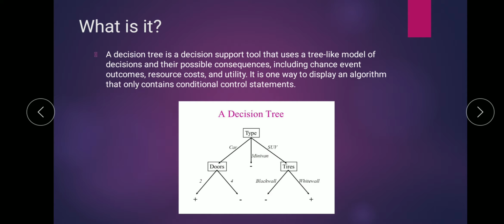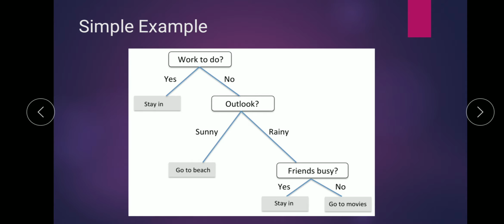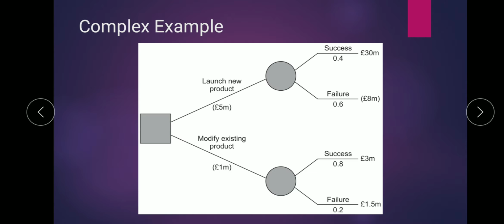So this is the concept of decision trees. Here's another simple example. If you have work to do, you stay inside the house, and if you don't have any work, you look outside. If it's sunny, you go to the beach, or else if it's rainy, you contact your friends to see if they are busy or not. If they are busy, you stay in and take rest. If they are not busy, you go to the movies with them. So this is a very simple example of how to construct a binary tree, and it's been applied in real life.